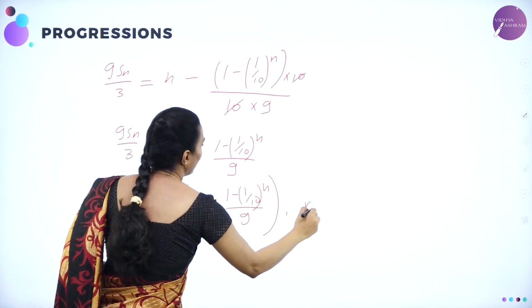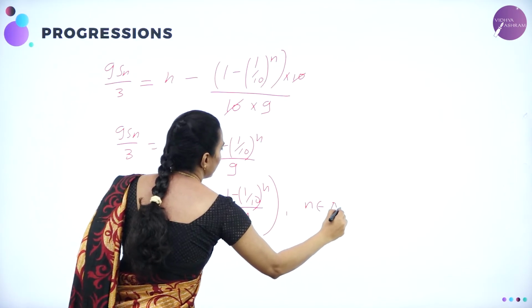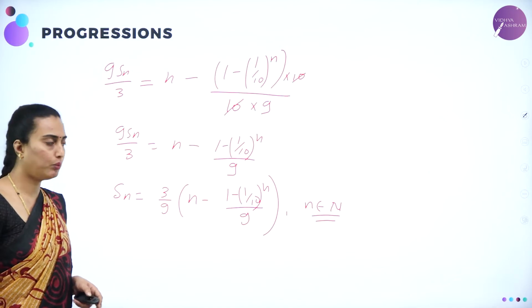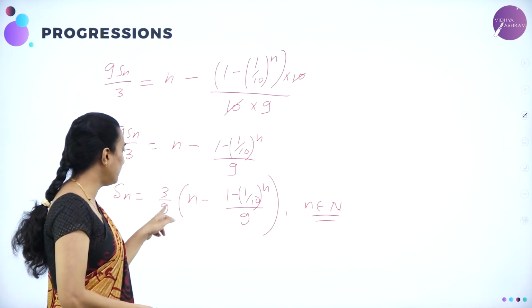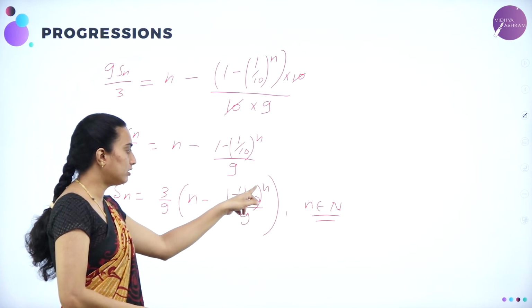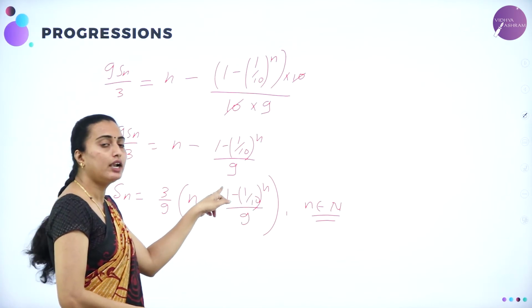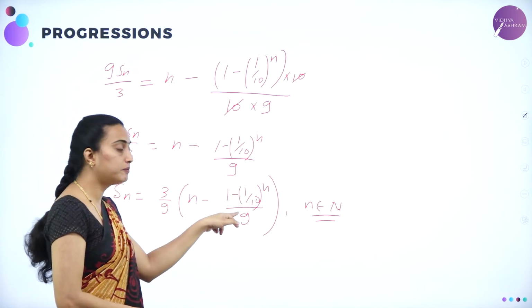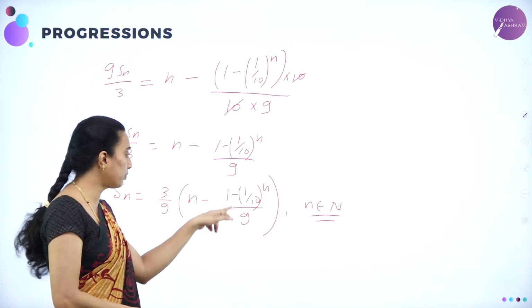That's it, where n belongs to the natural numbers. If you put n is equal to 1, you can check it, dears. n is equal to 1, 3 by 9 as it is, which is 1 by 3. 1 minus 1 by 10 whole to the power of n, which is 10 minus 1, 9. 9 by 10 divided by 9. Now 9 by 10, 9 will go, which is 1 by 10.